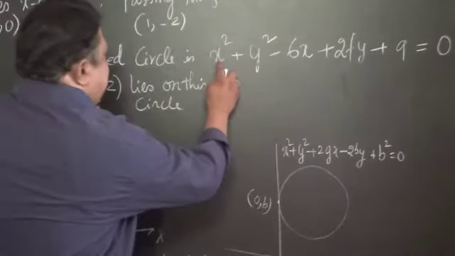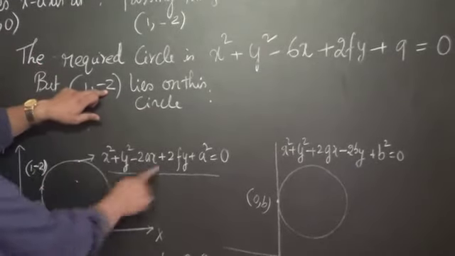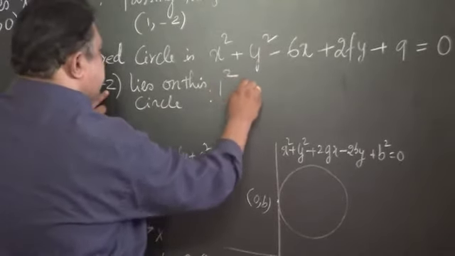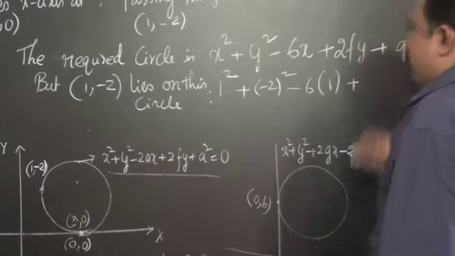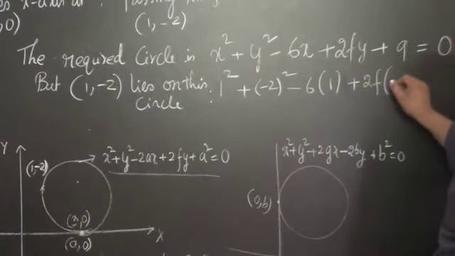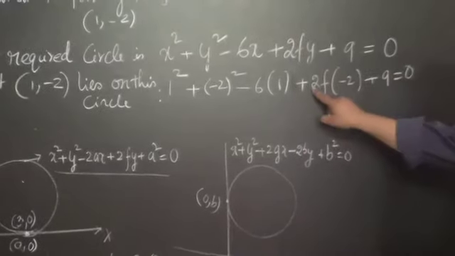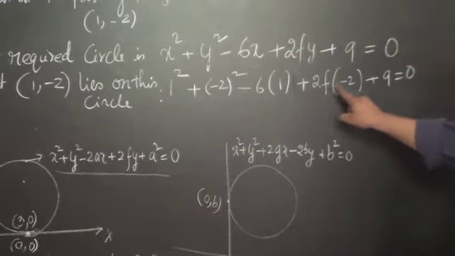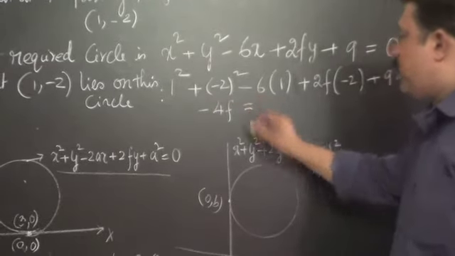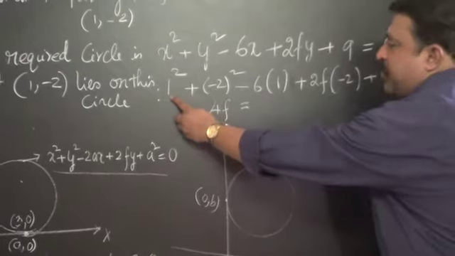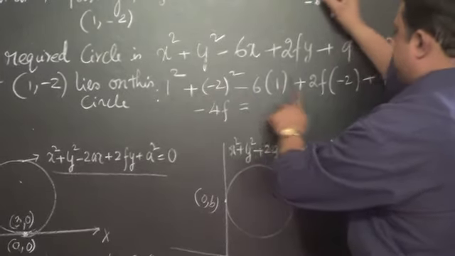That means I can put x as 1 and y as -2, because (1, -2) is a point on this circle. So this is 1² + (-2)² - 6 into 1 + 2f into (-2) + 9 = 0. I'll just find out the value of f now. On simplifying, this is 2f into -2, that is -4f, equal to, let me put all these terms from LHS to RHS: 1 + 4 - 6 + 9.